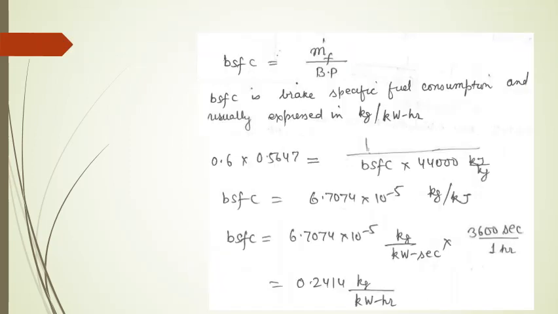Now BSFC, brake specific fuel consumption, which is expressed in kg per kilowatt hour, is nothing but the rate of fuel consumption in kg per hour per unit of useful power generated by the engine, and that is in kilowatt. So BSFC has the unit of kg per kilowatt hour.